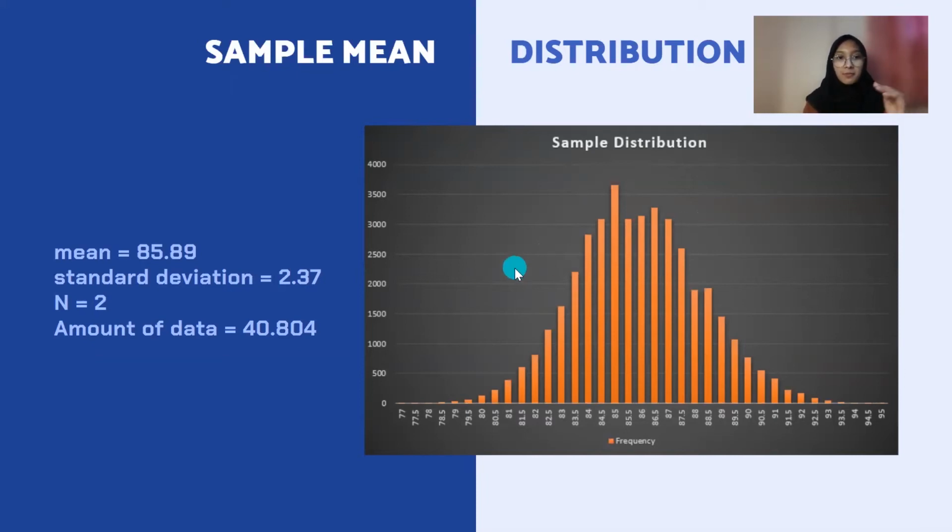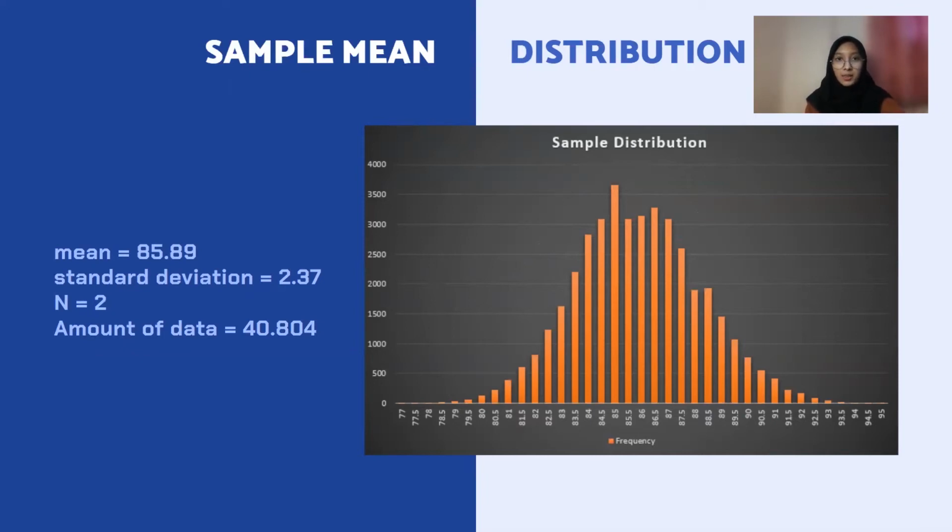But the standard deviation is different. It's 2.37, and the standard deviation of the sample mean is also called the standard error of the mean. And the standard error of the mean decreases as the sample size increases.